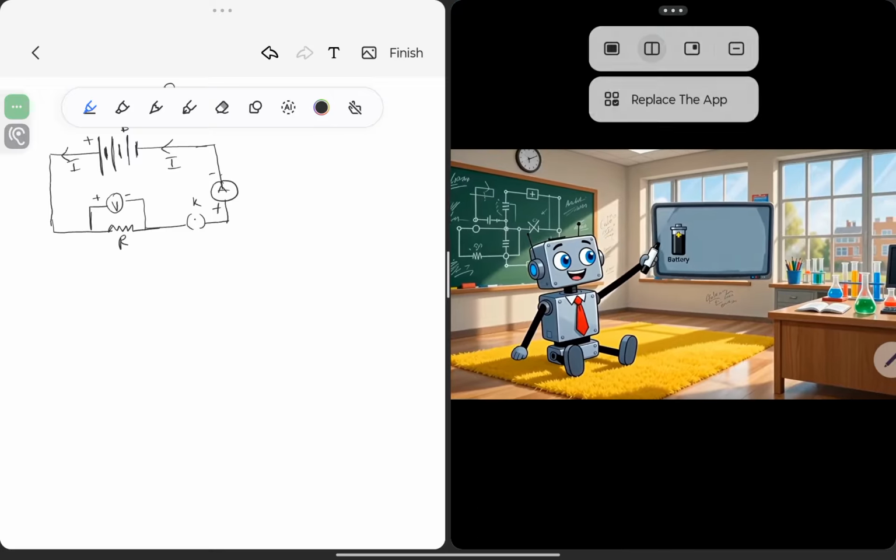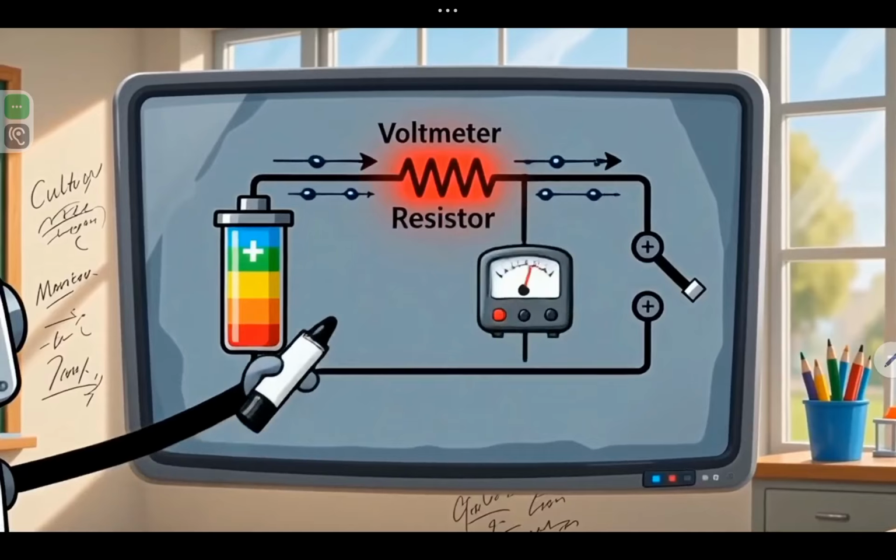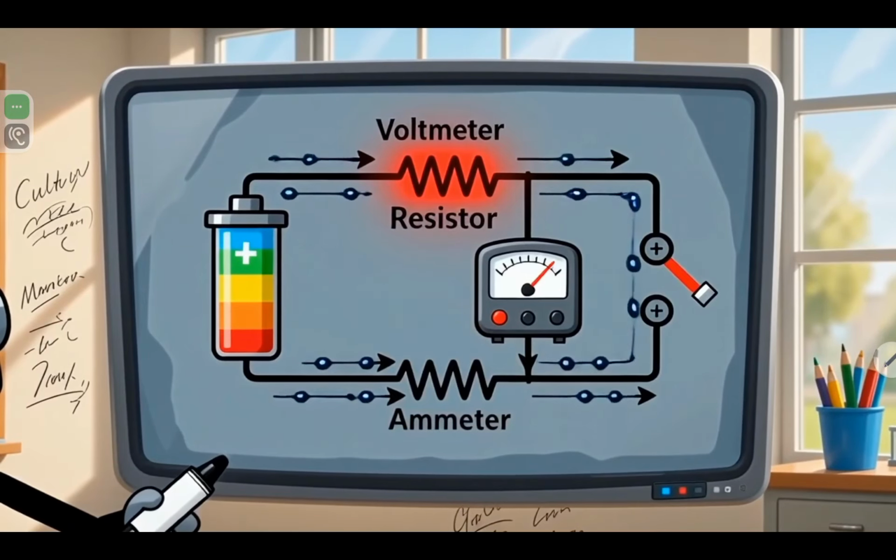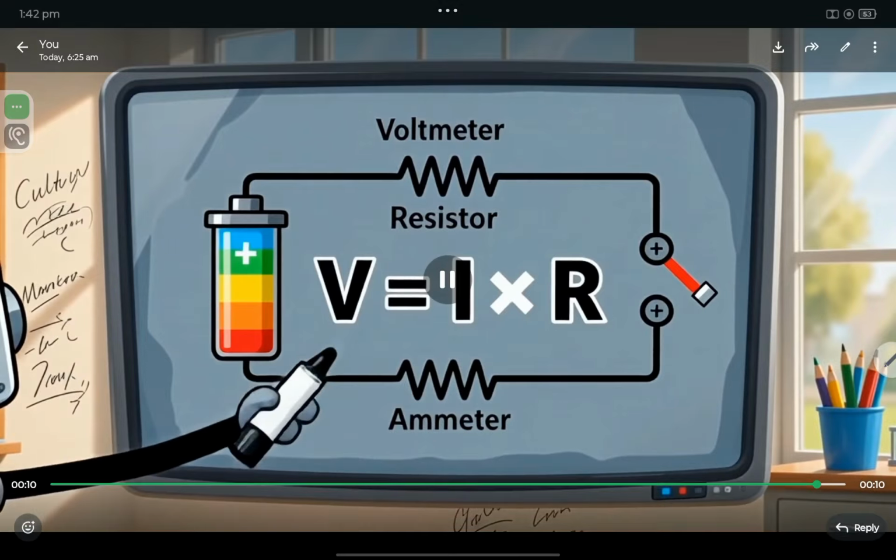Okay kids, today we learn how circuits work. The battery provides voltage, it's like an electrical push. The resistor limits current. Voltmeter measures voltage here. Ammeter measures current, must be in series. And Ohm's law, voltage equals I times R.